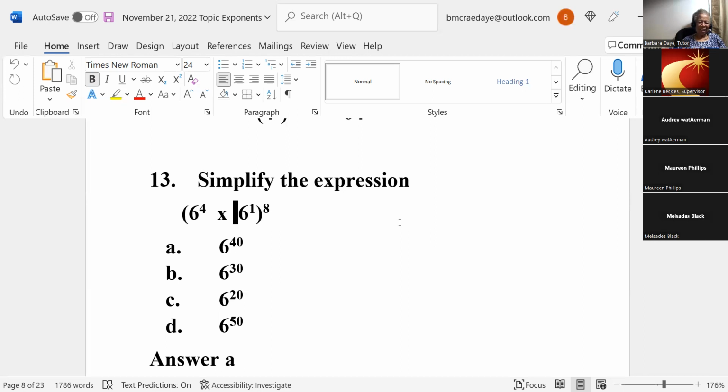Okay. Mercedes, was your question answered by Maureen? I don't understand how she got the 40. Go ahead, Maureen, explain. I multiplied the 8 by the 4 and got 32, right? Then above the 6, I put a 1 because it's the default. And then multiply 8 ones is 8 and add it to 32 and get 40, because 6 is still 6.